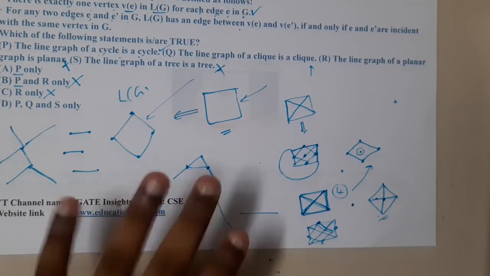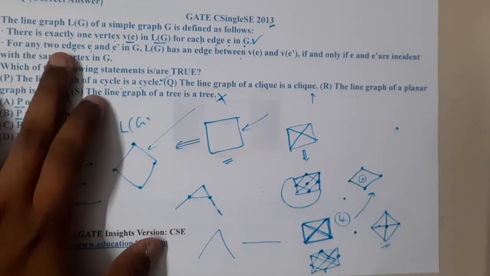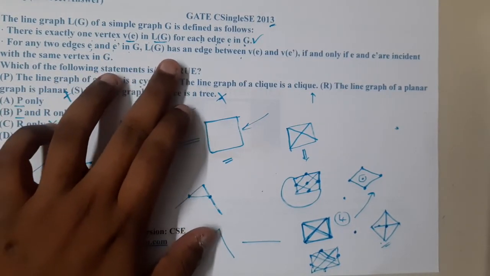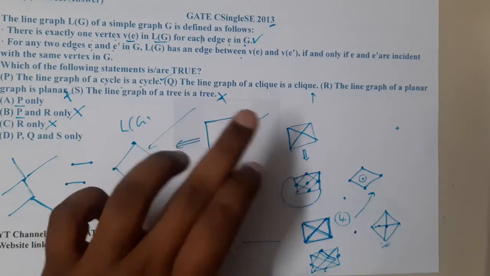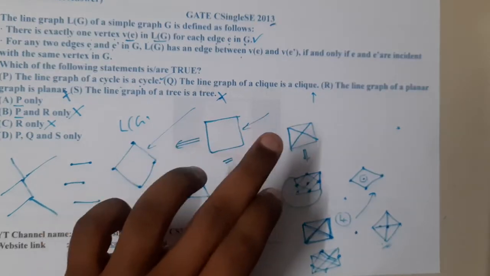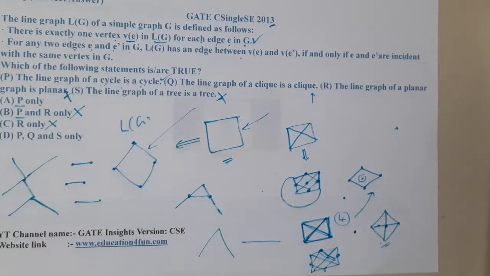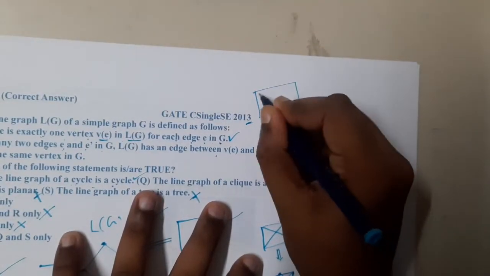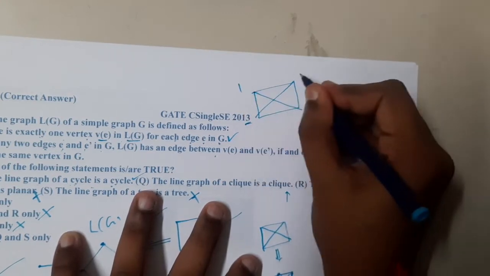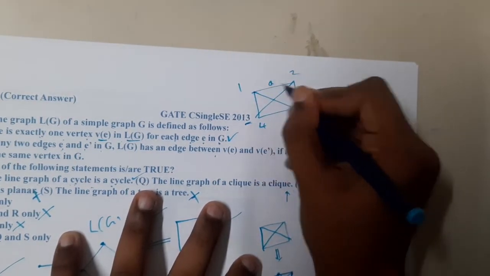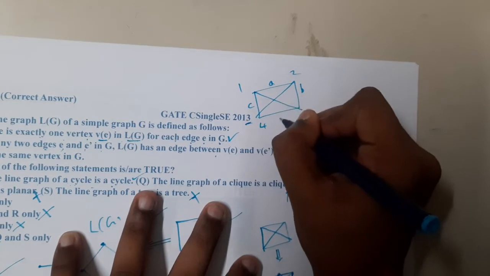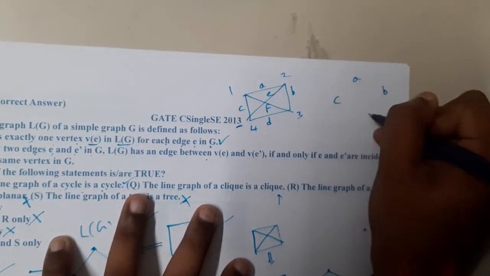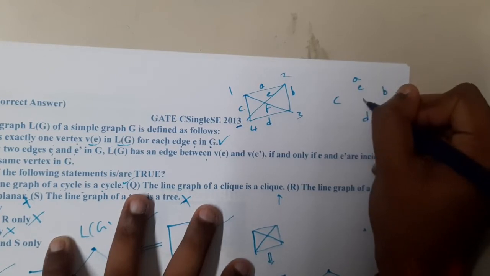Okay, so let me read it again. So for any two edges E and E dash in G, L of G has an edge between V of E and V dash if and only if E and E dash are incident with the same vertex. Okay, so let us try it again. So I think for these type of diagrams, if we give names, it will be really easy, guys. So 1, 2, 3, 4, A, B, C, D, E and F. So basically A, B, C, D, E and F are our nodes.